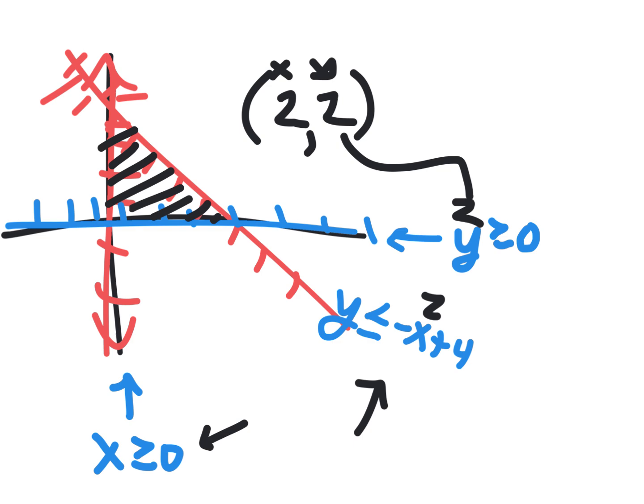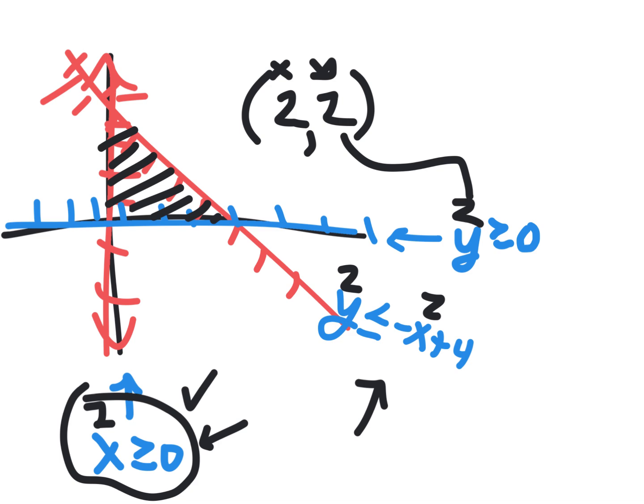Well, 2, 2 is pretty easy. It's not hard to figure out what to write because they're both 2. X is 2 and y is 2. And so this one's pretty easy. 2 is bigger than 0. That one worked. I usually put a check mark next to them. That worked. That worked. And how about this one?